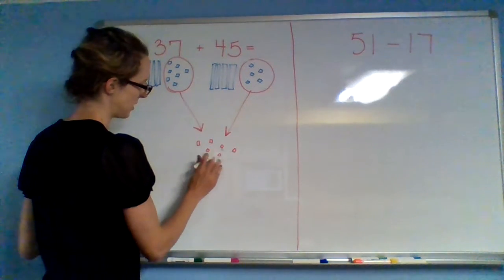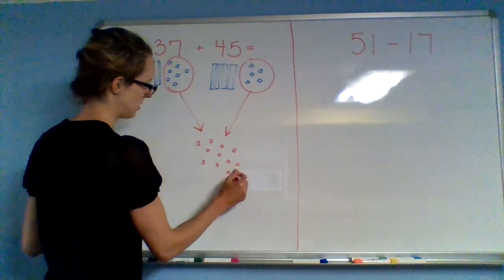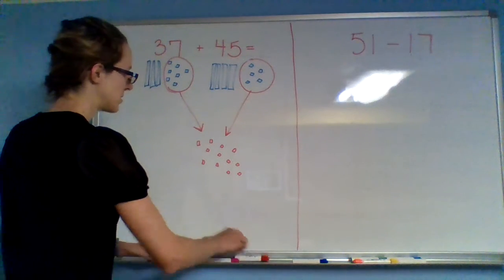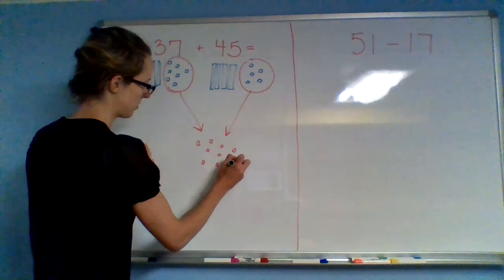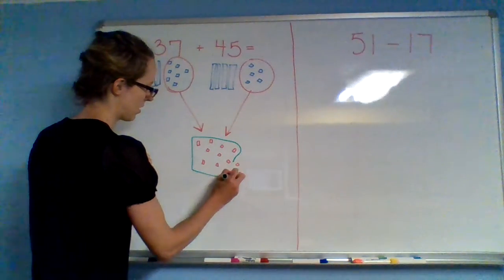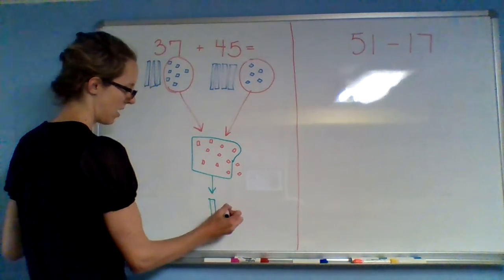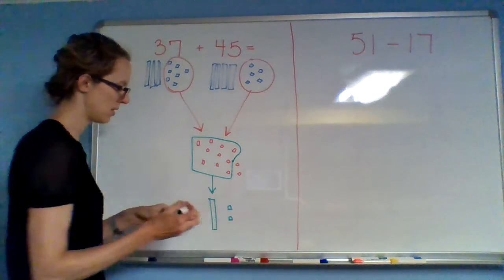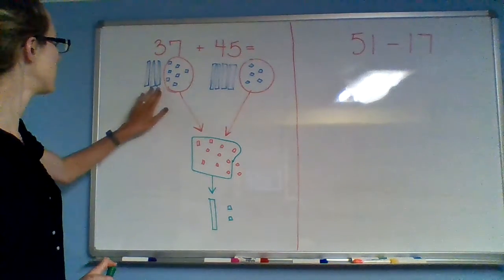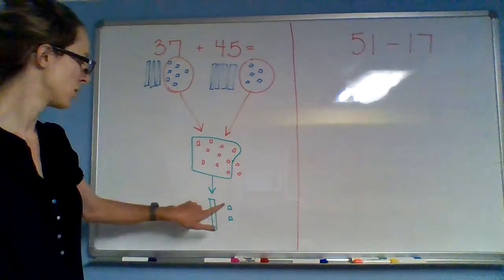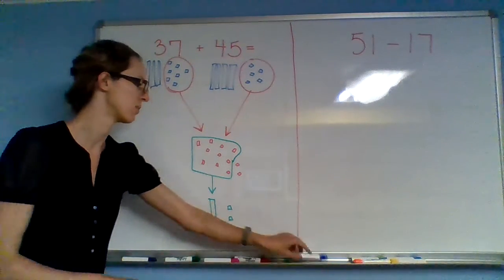1, 2, 3, 4, 5, 6, 7, and the 5 from the other side, I can take 10 of those and turn it into 1 long. And then I just have 2 left over. The long sticks have to be counted up with the other long sticks, where the leftovers, the ones, get to be left with the other ones.